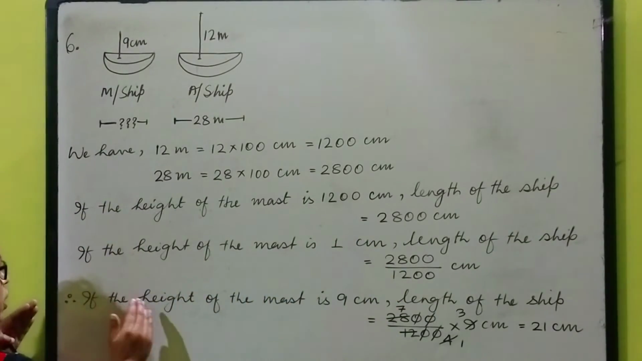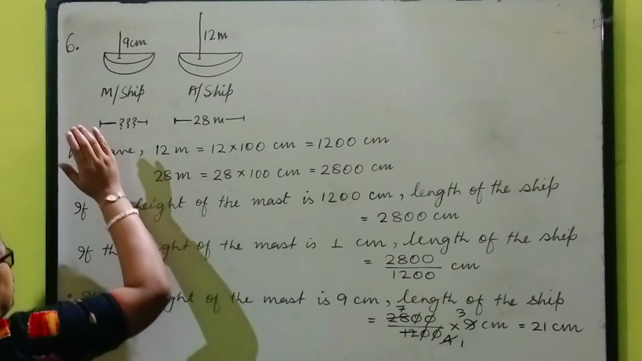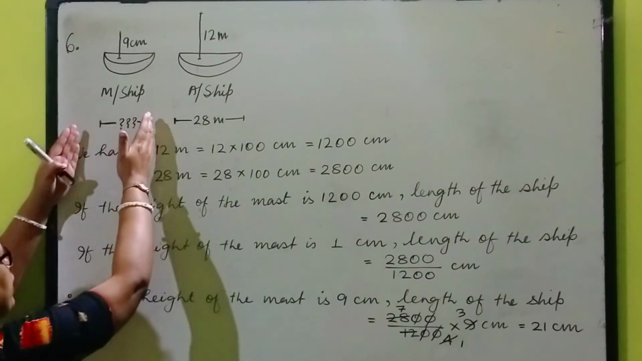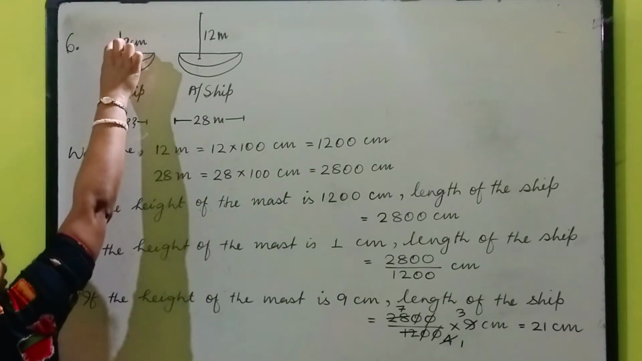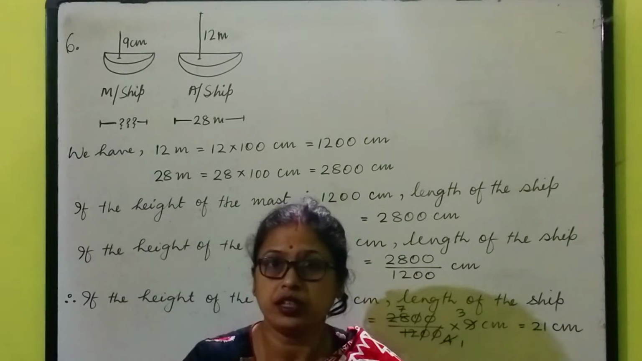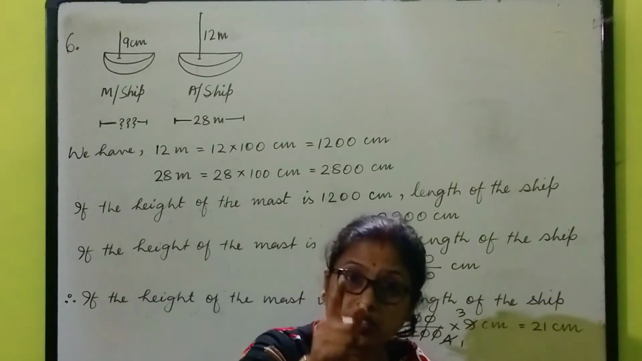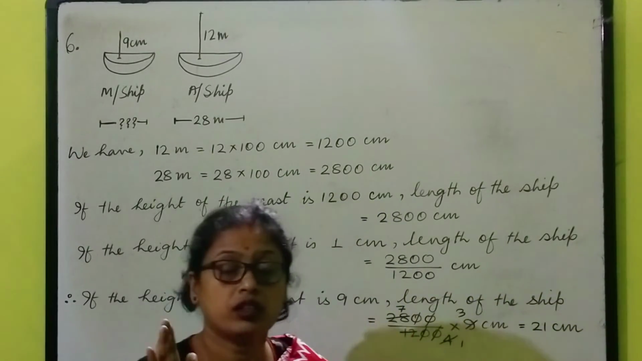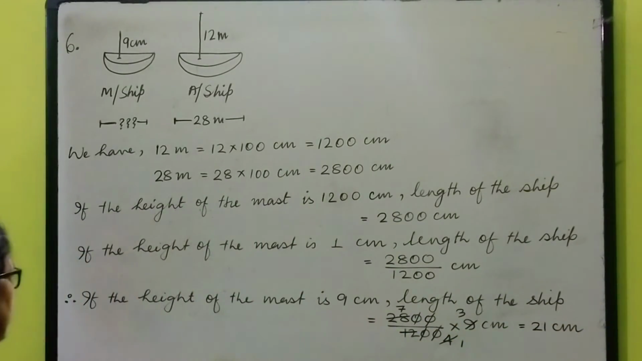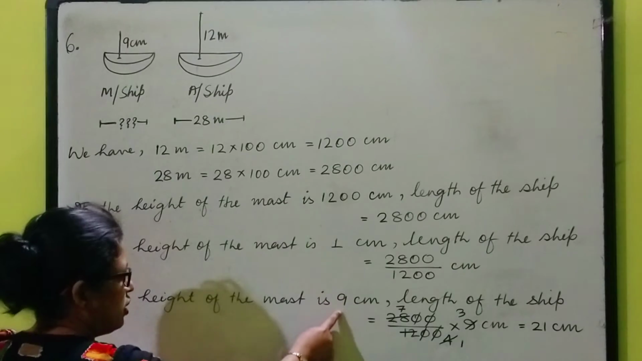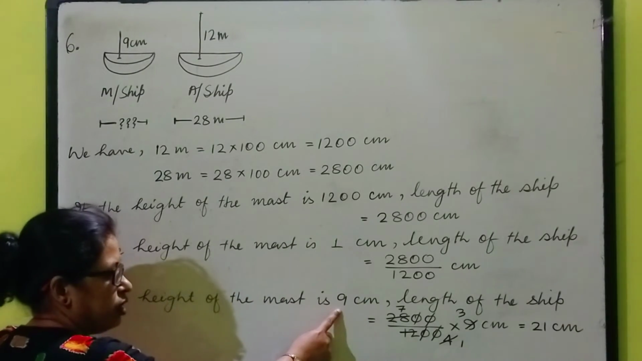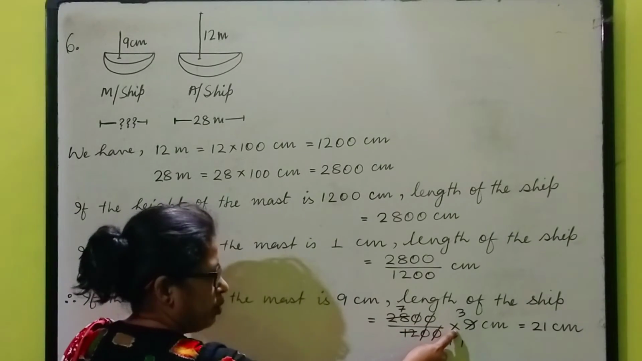Now if the height of the mast is 9 centimeter, let us find out the length of the ship. Whatever be the length of the ship, if the height of the mast is 9 centimeter, that will be the length of the, oh sorry, the model ship. The actual ship is already given to you. Now, the height of the mast is, sorry, 9 centimeter, in place of 1, 9. So it will increase. Am I right?